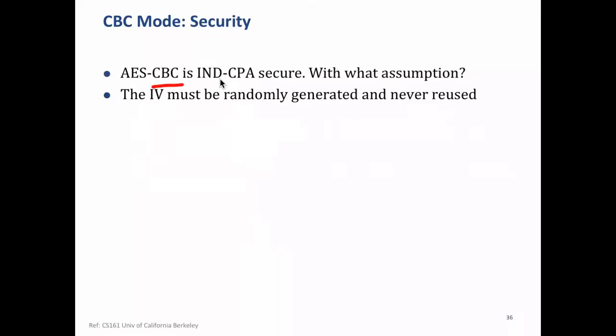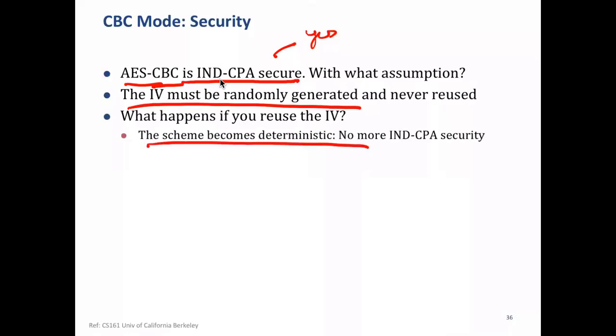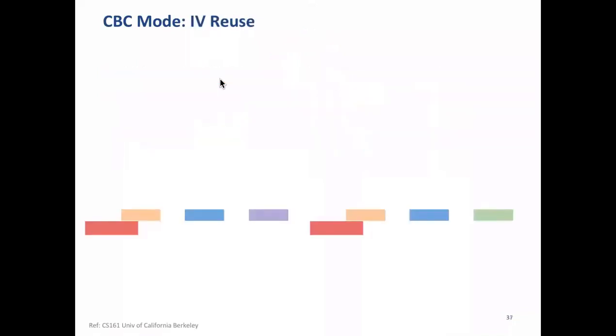So now, is AES CBC IND-CPA secure? Yes. But what is the assumption? That the IV must be randomly generated. The IV applies to the first block, and then that randomness is used in subsequent blocks. But the IV should be randomly generated and should never be reused. What happens if you reuse the IV? Then the scheme becomes deterministic, and there is no IND-CPA security.